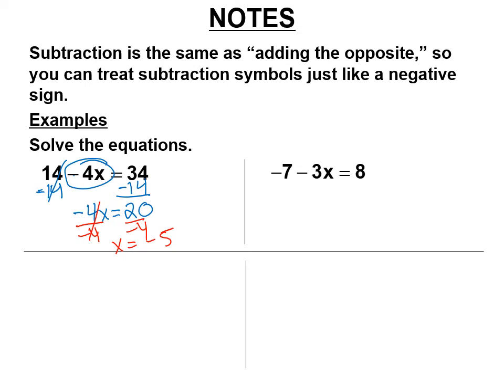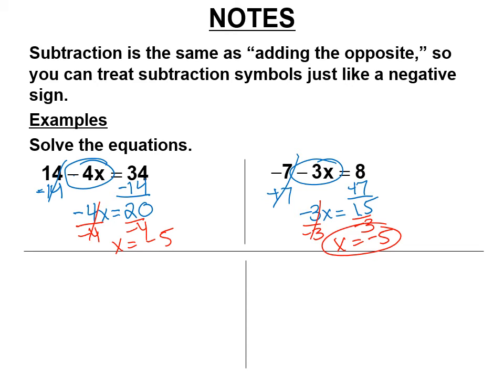Try this one. So you're getting rid of a -7. That means you have to add 7 to both sides. The -3x becomes -3x. 8 plus 7 equals 15. Divide both sides by -3, and x equals -5. Coincidence, had the same answer as the last one.